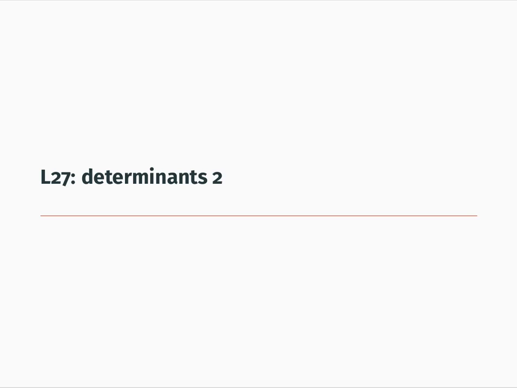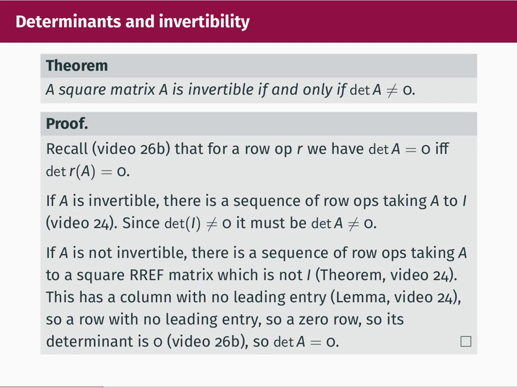Having done a lot of preparatory work on determinants, we're now ready to prove some theorems. The first one is that a square matrix is invertible if and only if its determinant is non-zero. To do the proof, remember that we showed in video 26b that if you have a row operation R, then the determinant of the matrix A is 0 if and only if the determinant of R of A is 0.